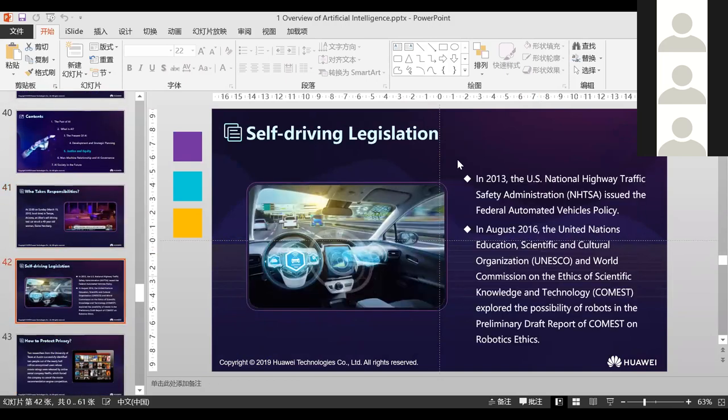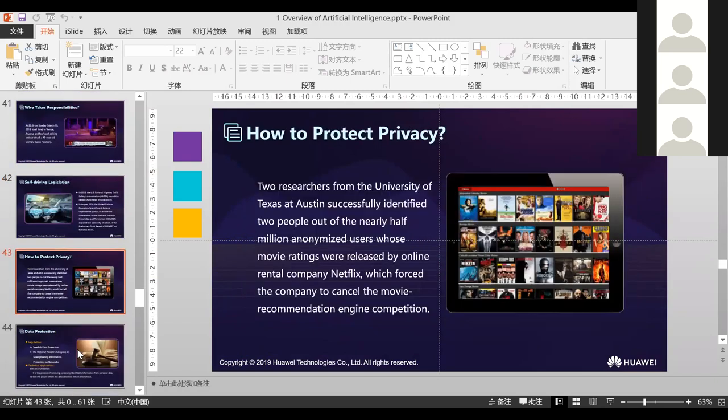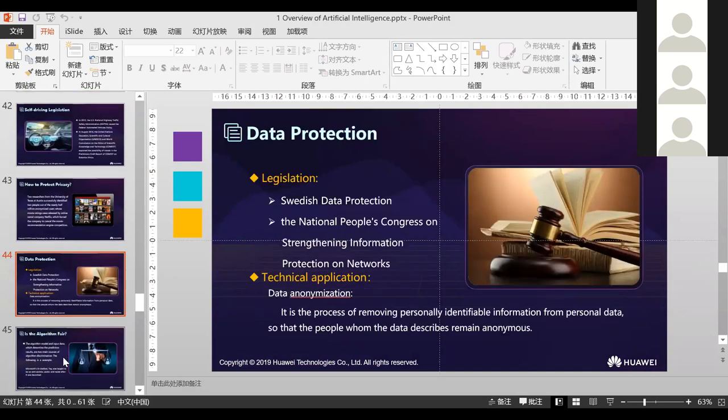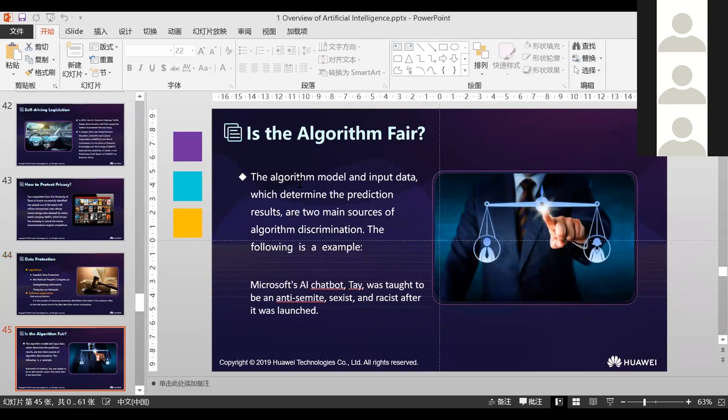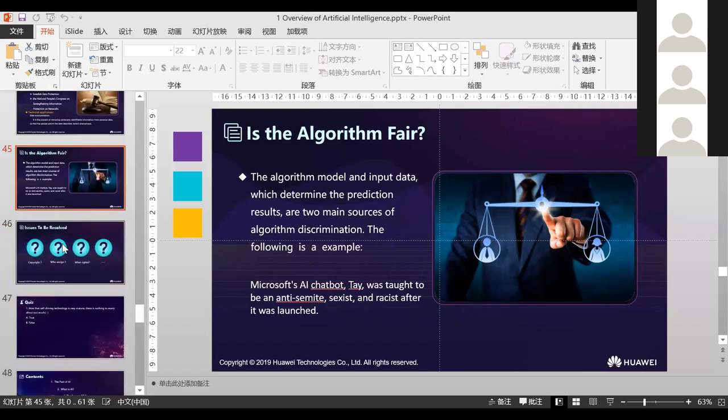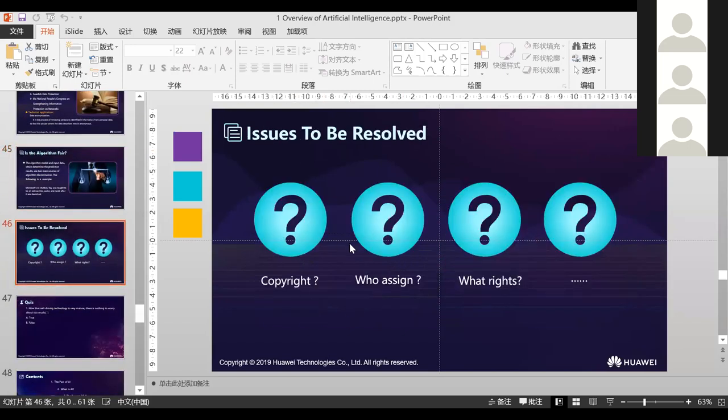And then, who would protect our privacy? That is another problem. The third problem is, is the algorithm fair enough? Is the data fair enough? What if there is discrimination in the algorithm or in the data? There are a lot of other questions, like copyright questions.